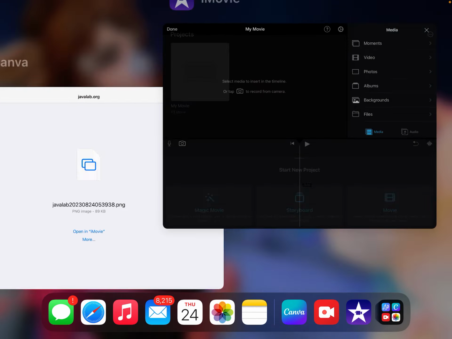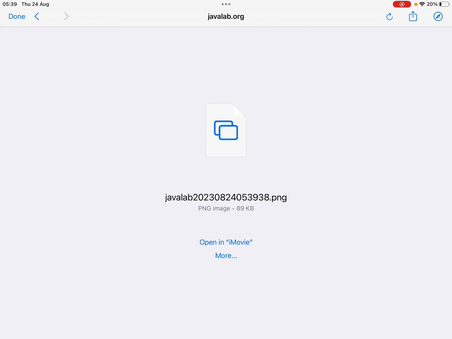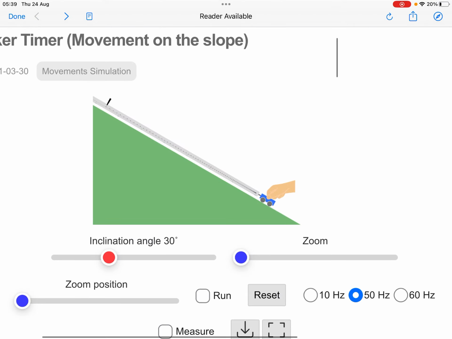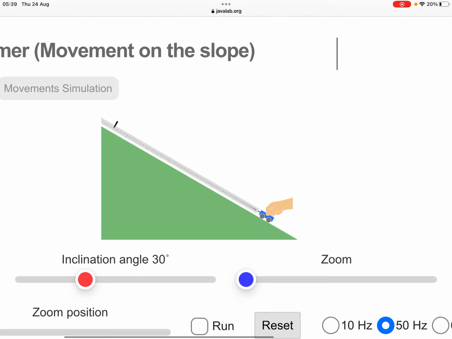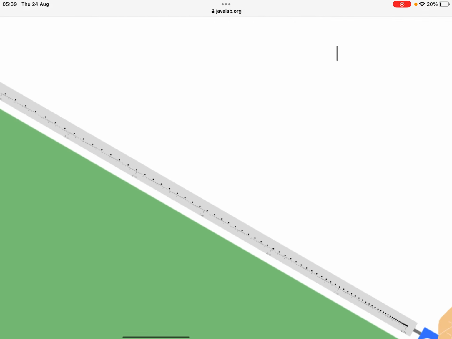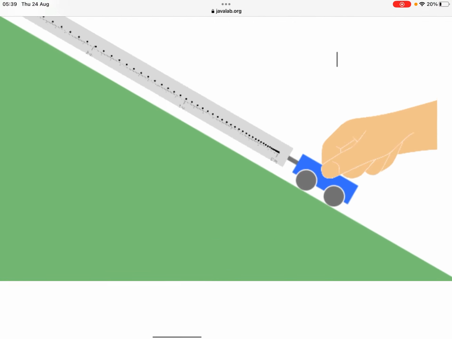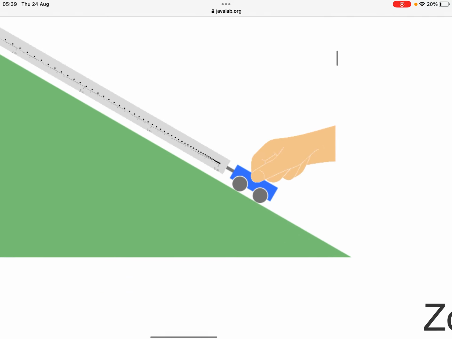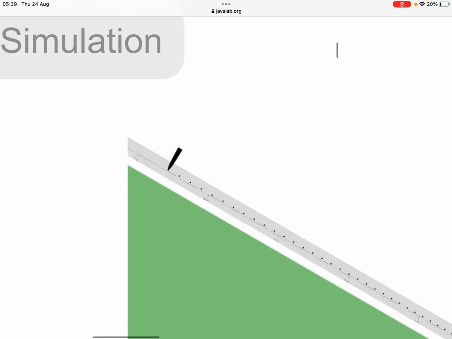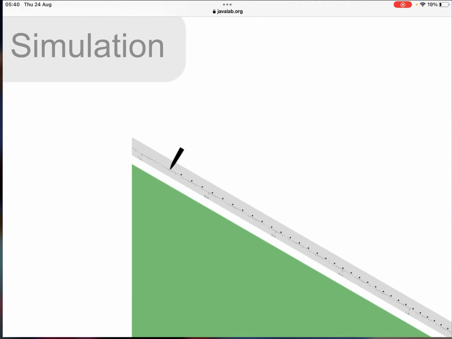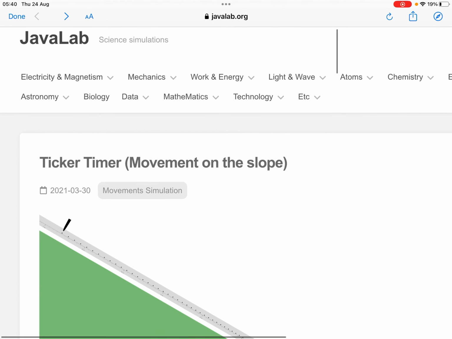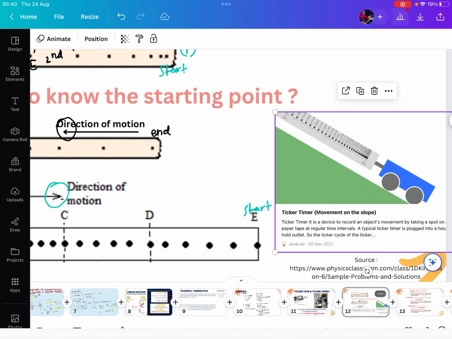Okay, so the ending point is over here. So this is the ending point. This is the starting point near the toy car, here, and then this is the ending, like that. So yeah, that verifies my explanation just now. Okay, done.